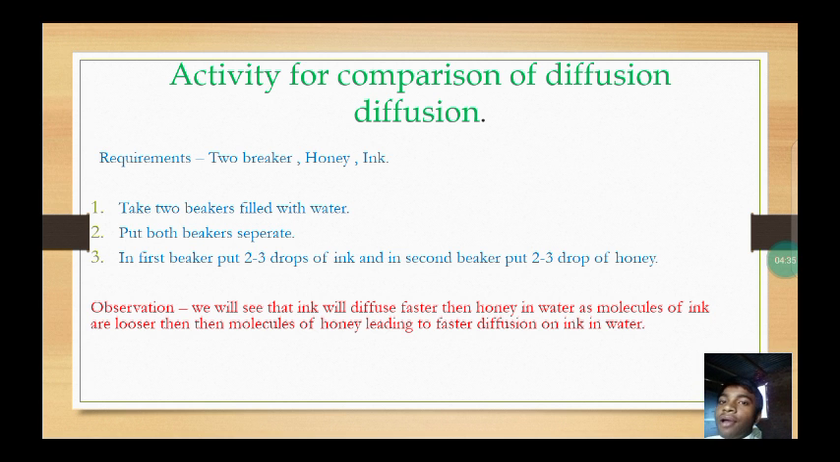Whereas honey's molecules are more tightly packed than the ink's, which leads to slow diffusion in the water, because the circular motion in the water will not act as fast as in the case of ink.